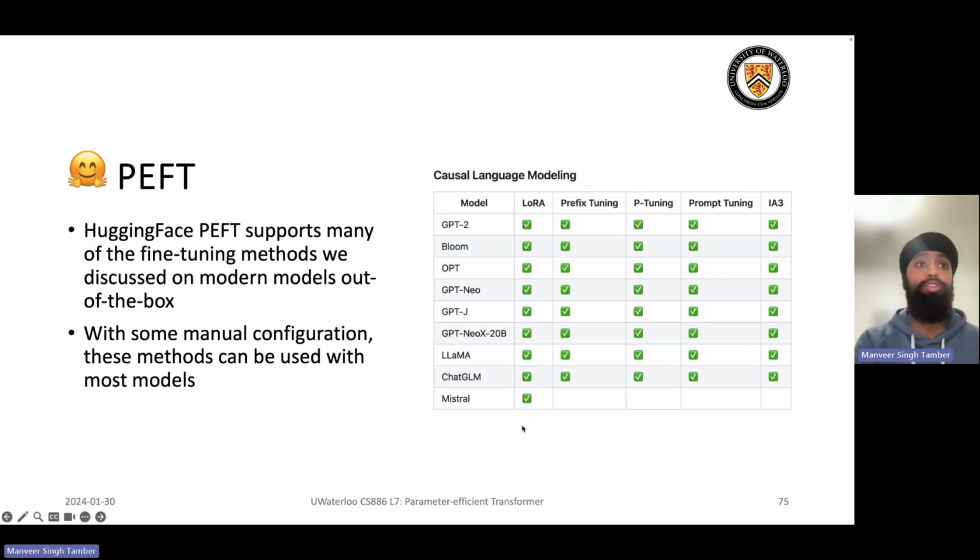And so in application, Hugging Face PEFT supports many of the fine-tuning methods we discussed on modern models out of the box. So they've already been shown to work with these methods, and really with some manual modification of configuration, these methods can be used with any models, right? Or most models. And so here's this table where they've shown what they've been able to do. And so with Mistral models or Llama models, these methods have been shown to work, but with configuration, most models will work with the parameter efficient fine-tuning method you choose. And it's already been implemented.